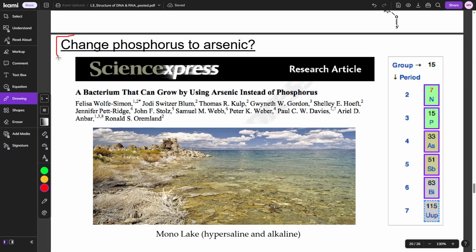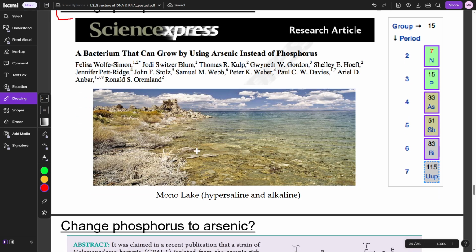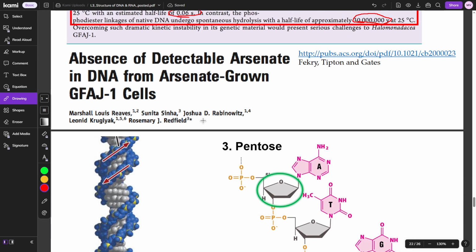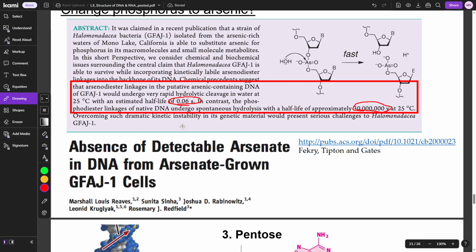Change phosphorus to arsenic. This is just a nice little study that they did. They tried to see if there were organisms that had, or if they could replace the phosphates with arsenic. Long story short, no, they can't. And the reason is because arsenic in water has a half-life of 0.06 seconds, while, like I said before, phosphodiester bonds are 30 million years. So, yeah, you would be dead very quickly if you had arsenic instead of phosphates in your DNA backbones. So, no, you cannot use arsenic. That was kind of the whole point of this study.